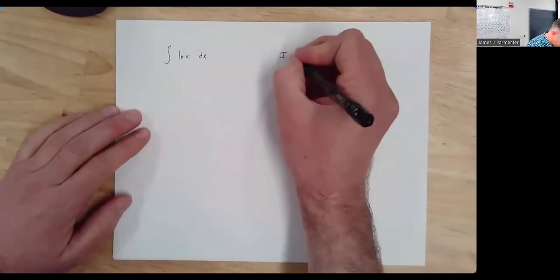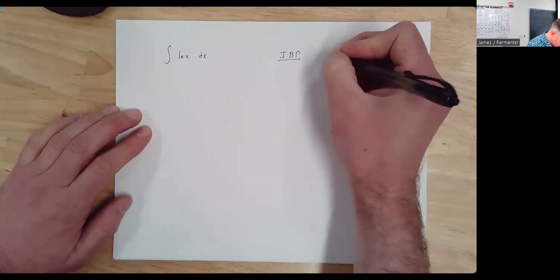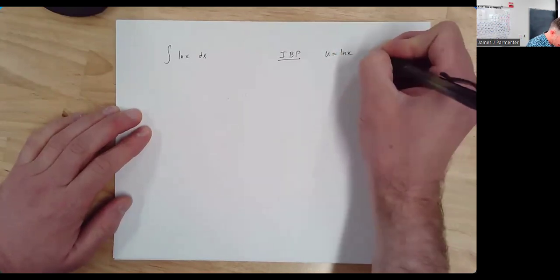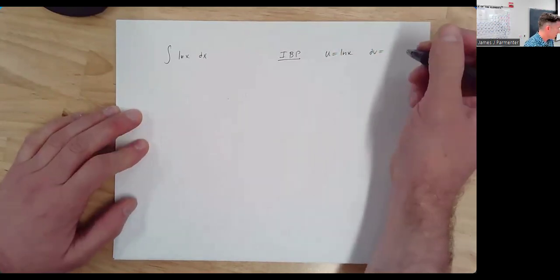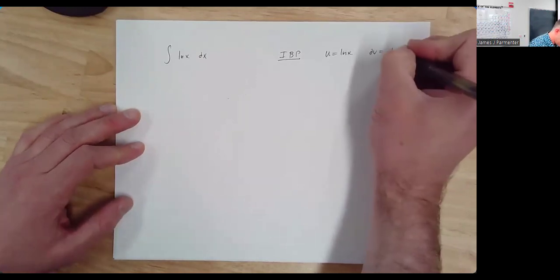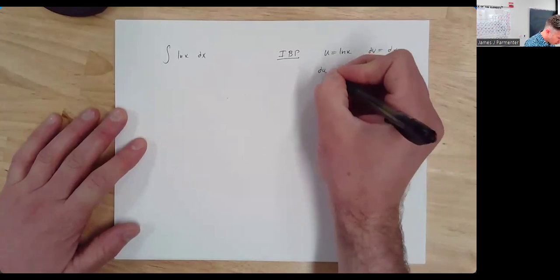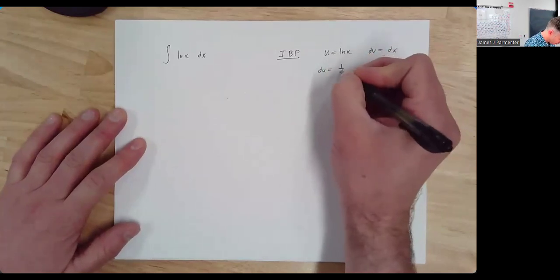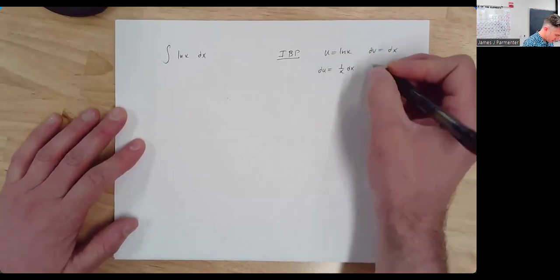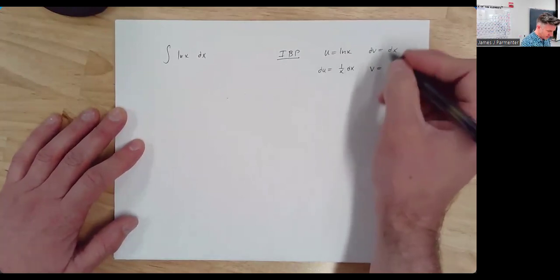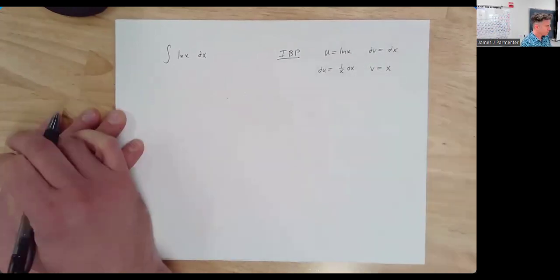We're going to do integration by parts here, and we're going to let u equal natural log of x, and dv is going to be the leftovers, which is dx. So du is the derivative of the natural log of x, which is 1 over x dx. And our v is the antiderivative of 1, which is just x.